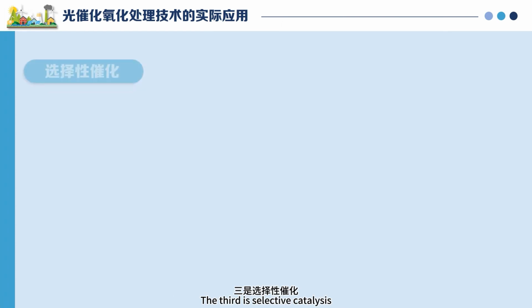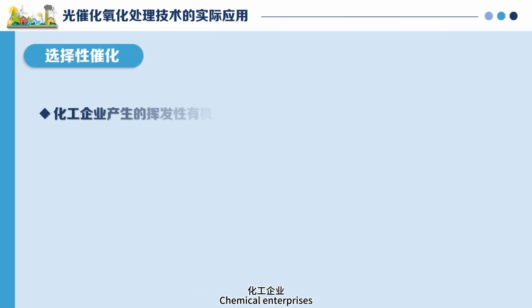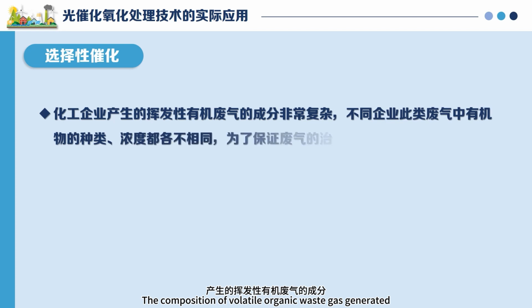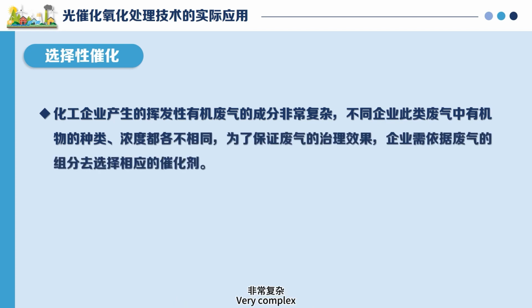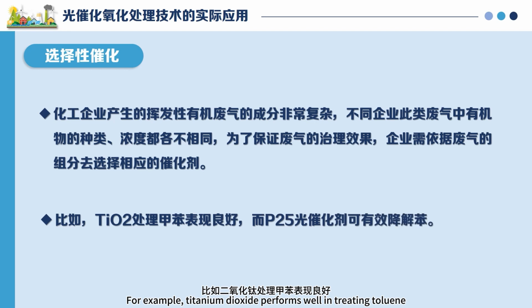The third is selective catalysis. In chemical enterprises, the composition of the volatile organic waste gas generated is very complex, and differs between enterprises. In this type of exhaust gas, the types and concentrations of organic matter vary. To ensure the effectiveness of waste gas treatment, enterprises need to consider the composition of the exhaust gas and choose the corresponding catalyst. For example, titanium dioxide performs well in treating toluene, and P25 photocatalyst can effectively degrade benzene.